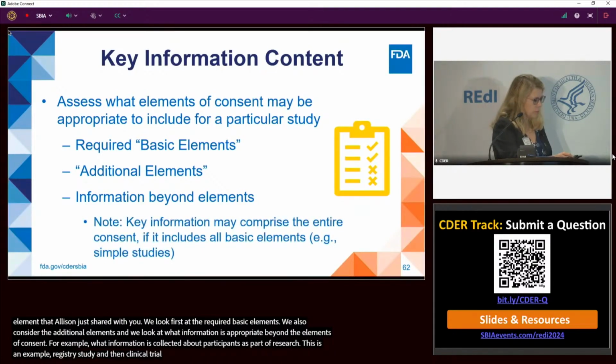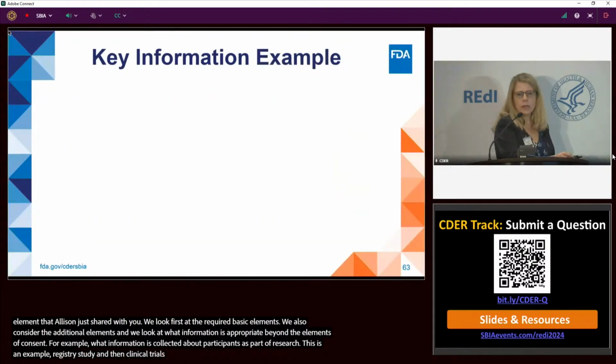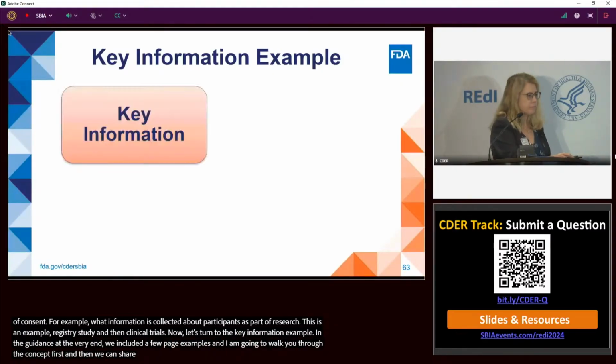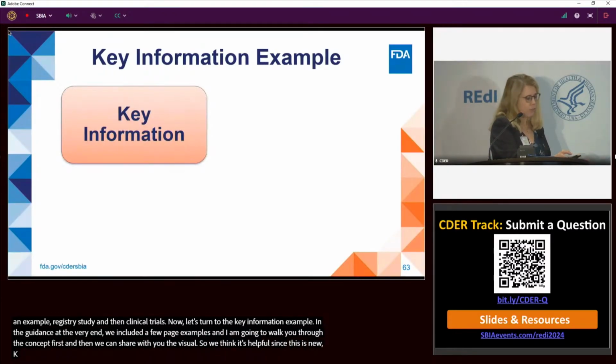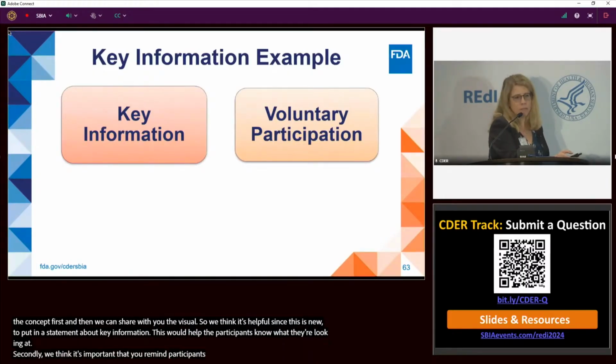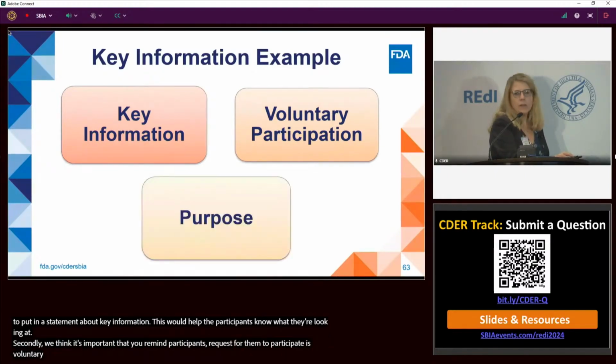All right. Now let's turn to a key information example. In the guidance at the very end, we included a 2-page example, and I'm going to walk you through the concepts first, and then we'll share with you the visual. So we think it's helpful, since this is new, to put in a statement about key information. This would help the participants know what they're now looking at. Secondly, we think it's really important that you remind participants up front that the request for them to participate is voluntary. And third, a nice crisp description of the research and its purpose is good for starters as well.